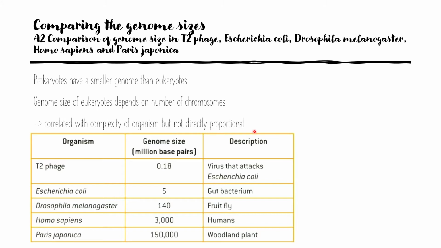And we can see that again. Because humans are much more complex than a fruit fly, of course the genome size is going to be bigger. But when we compare humans to a woodland plant, where a plant has a much simpler complexity, the plant still has a bigger genome size than humans, so this proves the not directly proportional relationship.